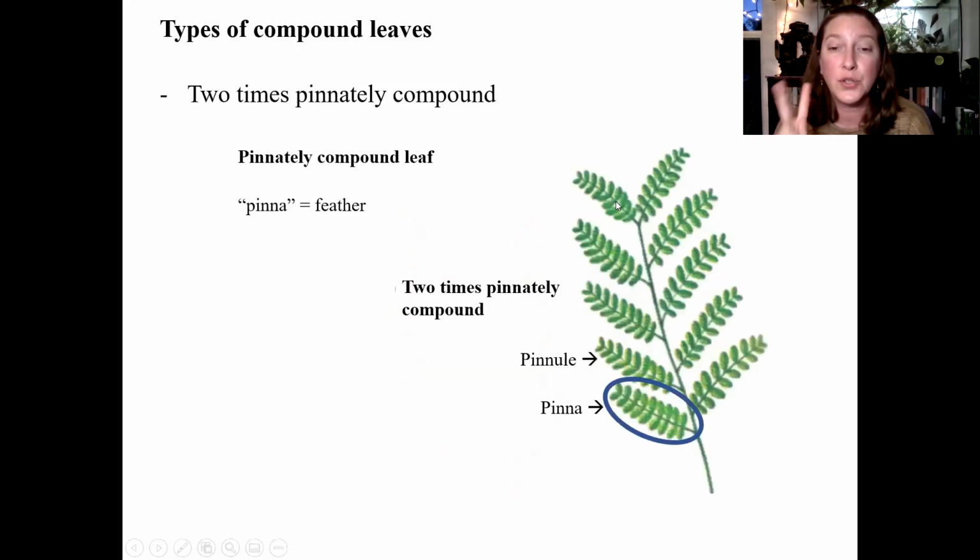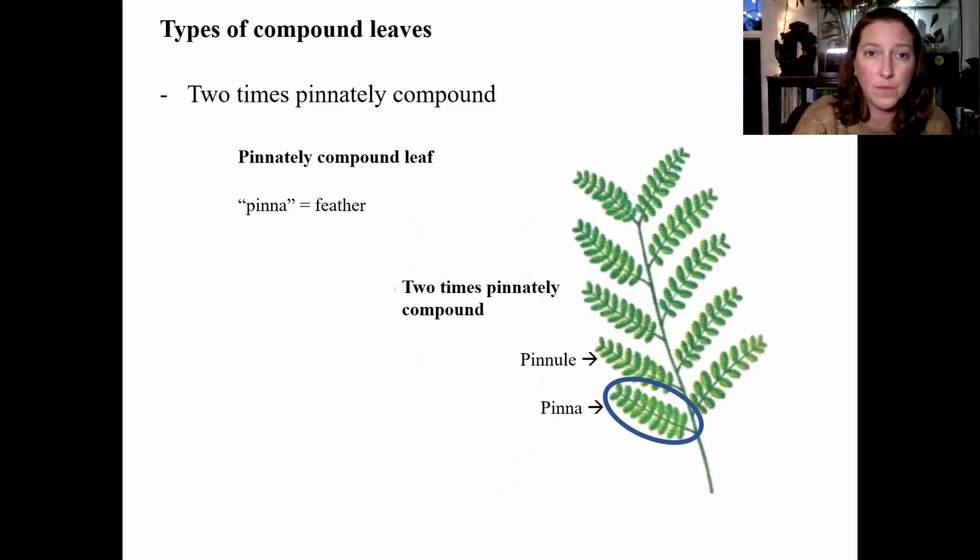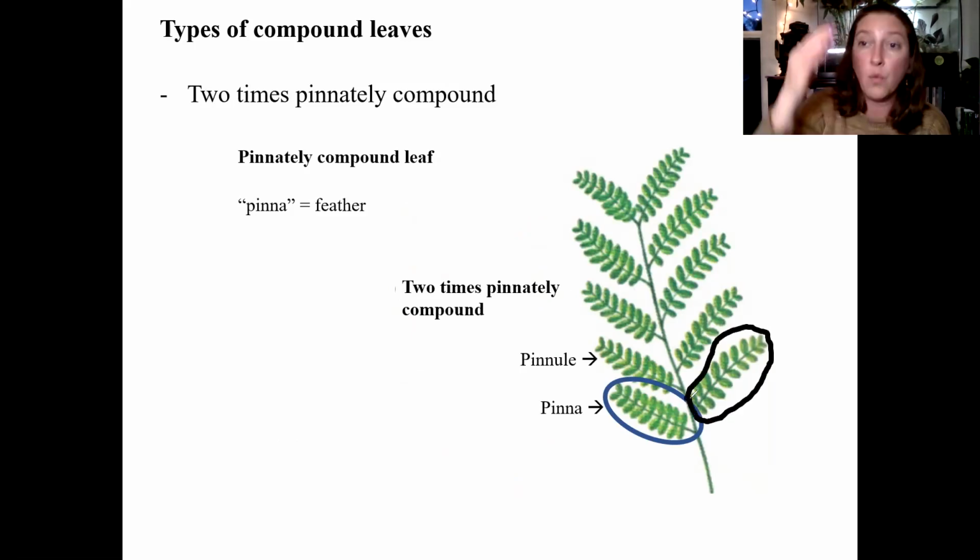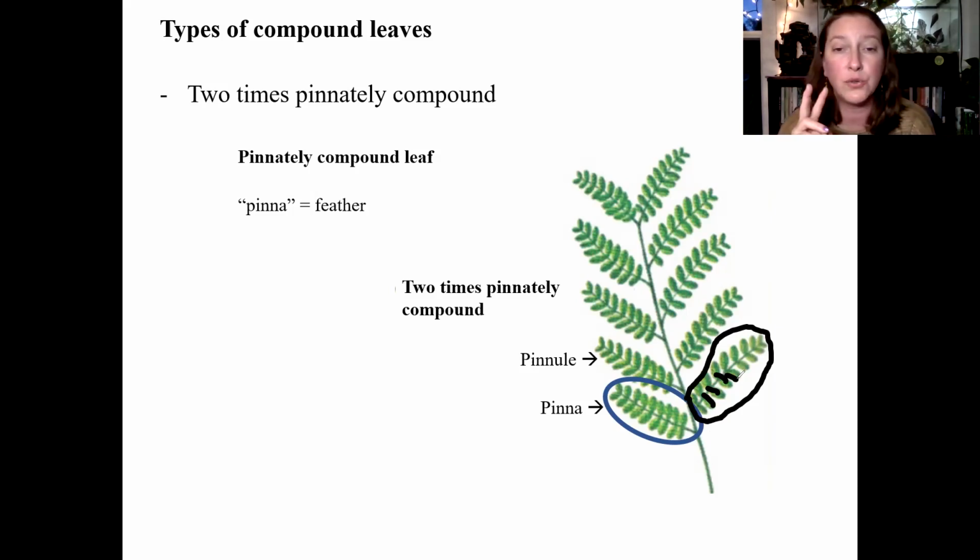Whereas this one is 2 times pinnately compound because there's 2 things going on. There's this, so I won't do it the same one over here, but like this whole thing is 1 division, and then on that thing is another level of division, right? So 2 levels of division. It's a pinnately compound leaf, so therefore we call it 2 times pinnately compound.